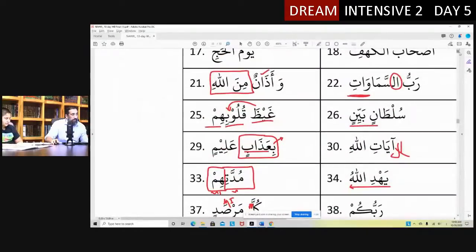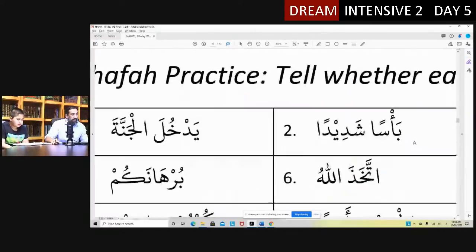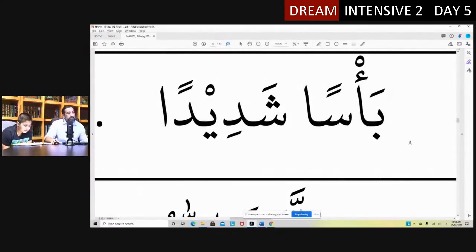Let's keep going with our work on the mudaf ilayh real quick. Okay, let's go to the second column, number 2. Ba'san shadidan. Is this a mudaf ilayh? No, because of the tanween, it's heavy.